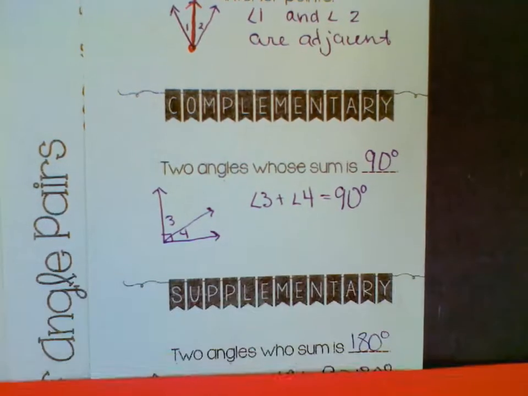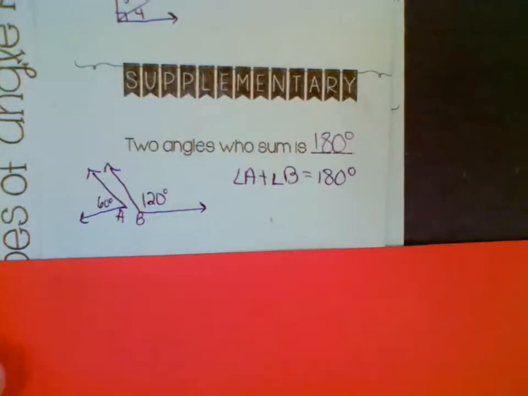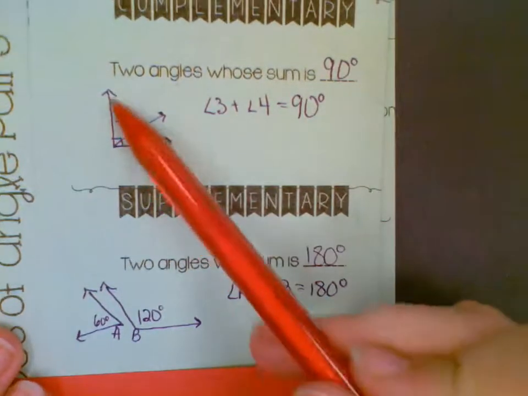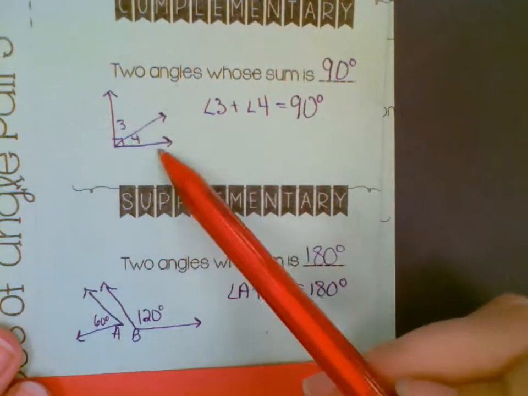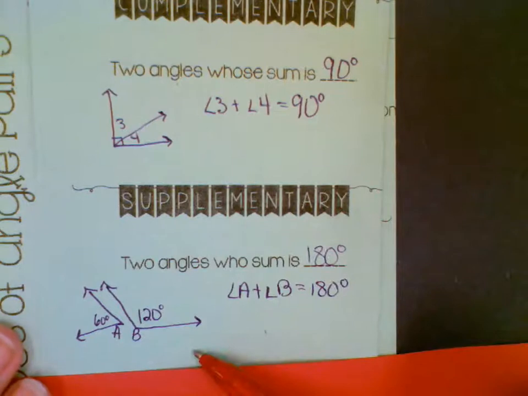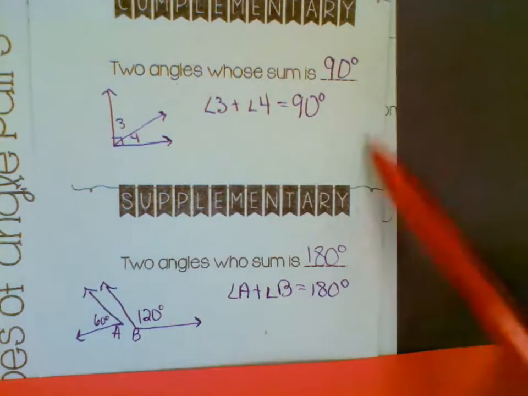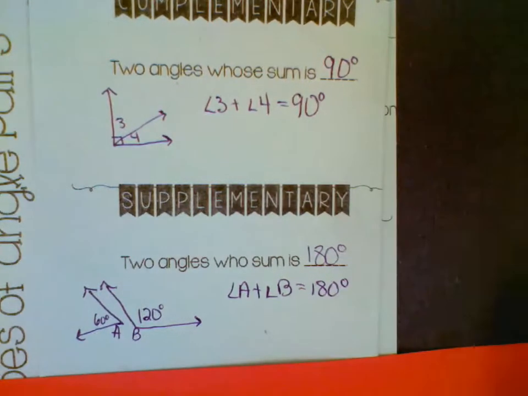So next we have supplementary. Supplementary is when two angles add together to equal 180. So for the complementary ones, I drew them adjacent. They share this side, but the supplementary ones I didn't. So complementary and supplementary, they don't have to be adjacent. They just add together to equal their 90 or 180, depending on what kind they are.